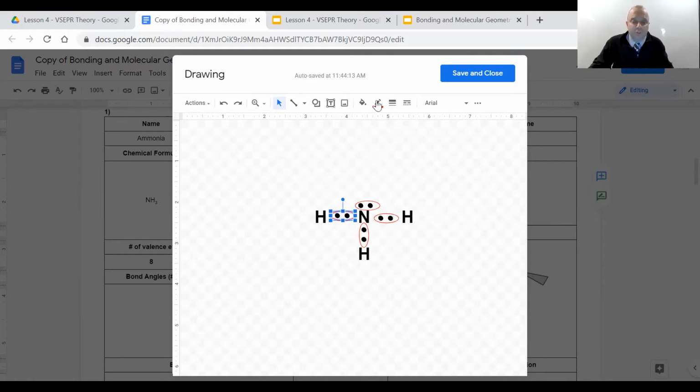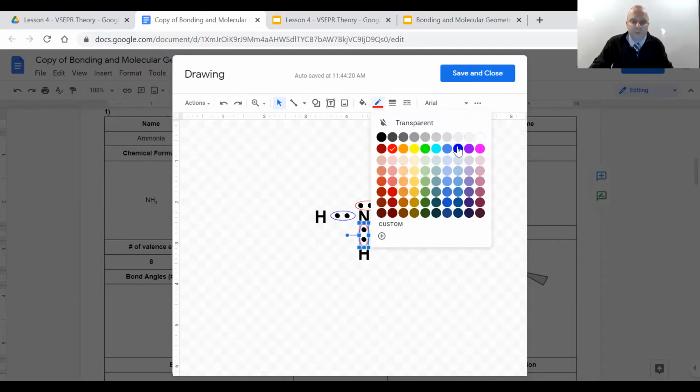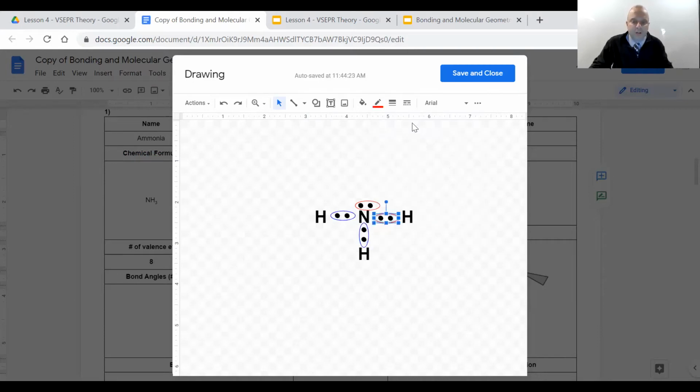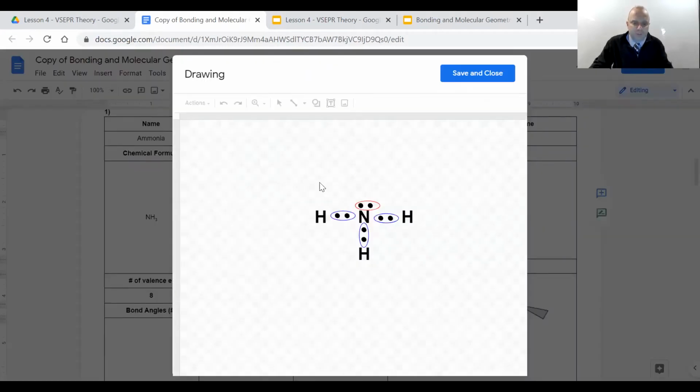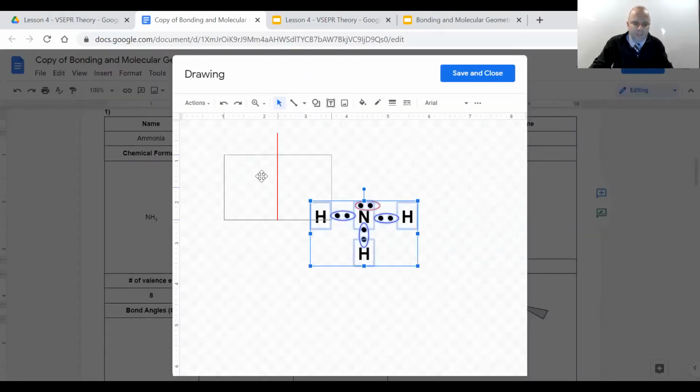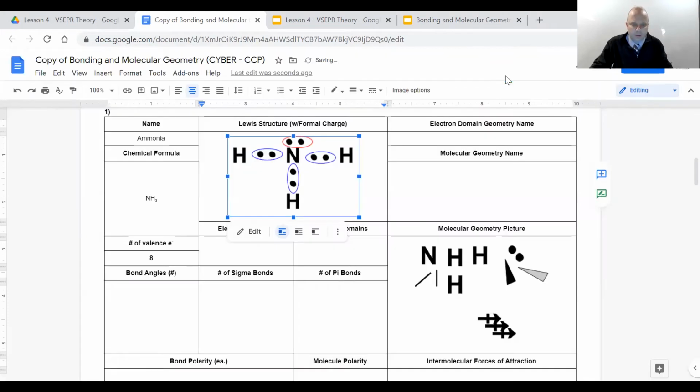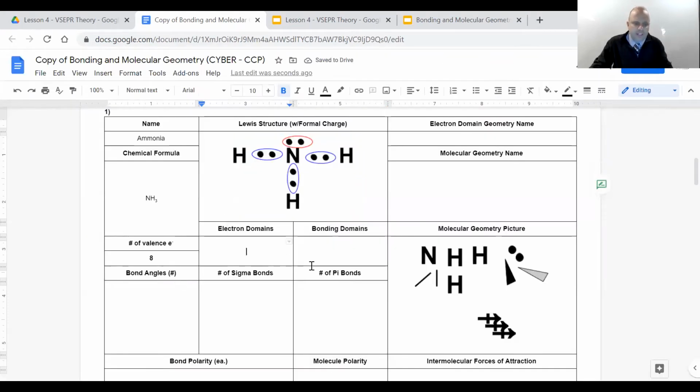Now, this time, just as a reminder, 3 out of the 4 are bonding domains. So these 3 that I'm coloring in blue, these are the bonding domains. 4 electron domains total, 3 of which are bonding. So I'm going to just move this up to the top left here. Perfect. So in the electron domains, we're putting 4. 3 out of the 4 are bonding.